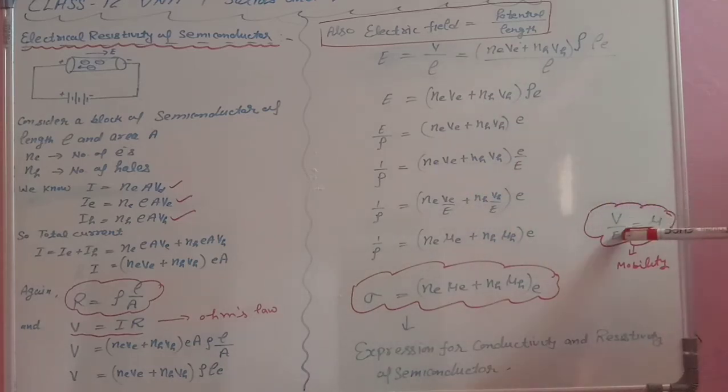Dear students, the velocity gained by the particles per unit electric field is called your mobility, and mobility we denote by the letter mu. So this is your 1 upon rho, meaning the reciprocal of resistivity. Rho is resistivity. You can stop up to here also, but if you want to go further, then the reciprocal of resistivity is conductivity, and conductivity we denote by the letter sigma. So you will get (n_e mu_e plus n_h mu_h) whole multiplied by e. Dear students, this is the expression for conductivity and resistivity of semiconductors.